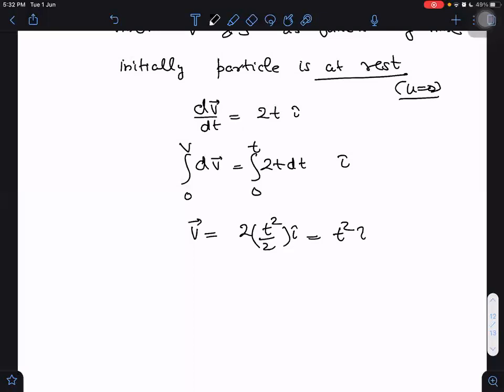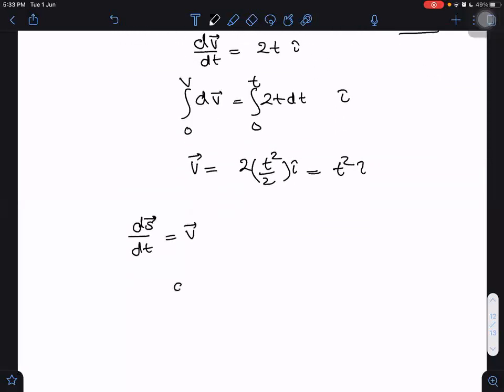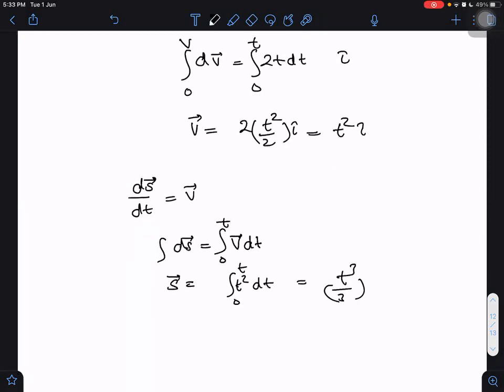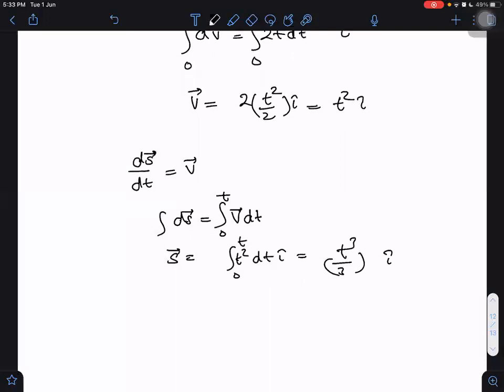Second question is, what is displacement? ds by dt will be velocity. So ds will be equal to v into dt, integral. Then displacement will be what? Time 0 to t, and t square into dt, 0 to t. What would that become? t cube by 3, and direction will remain the same, i cap only. So displacement will be t cube by 3 along i cap. That is displacement.